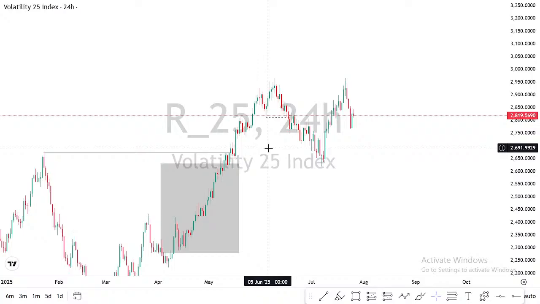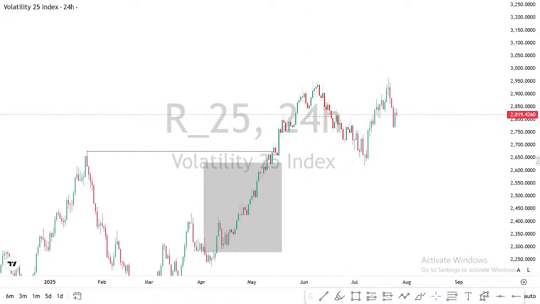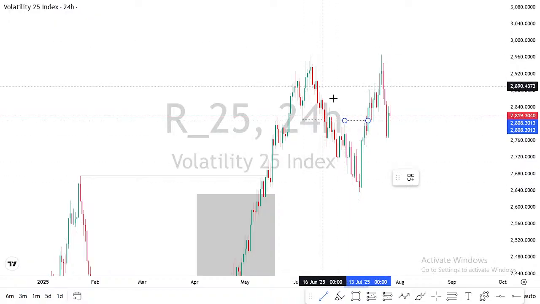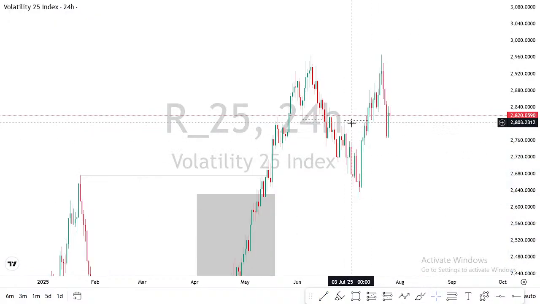So we're still looking out for a continuation of the sell for the market to come back into the zone. This is a change of character, but the market came back and gave us another change of character to the upside, telling us that we've exhausted this movement to the downside, this retracement to the downside. So we came back and had another change of character to the upside.